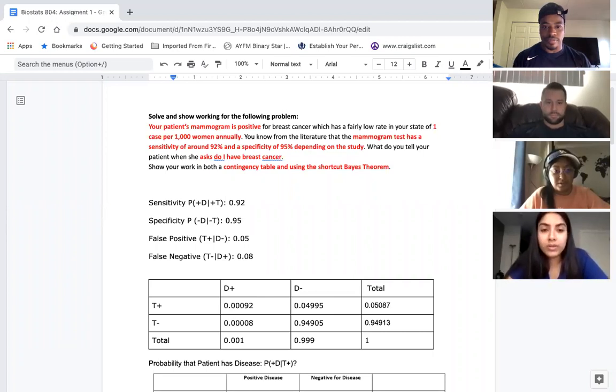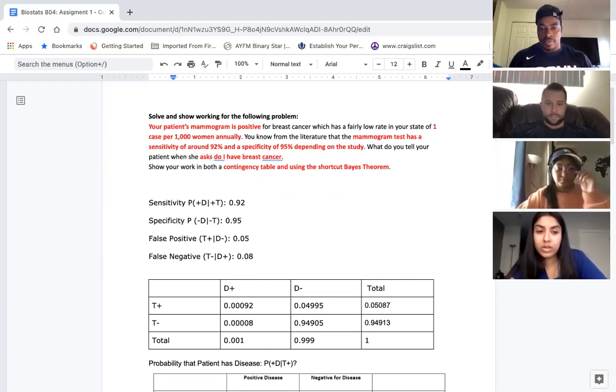Solve and show working for the following problem. Your patient's mammogram is positive for breast cancer, which has a fairly low rate in your state of one case per 1,000 women annually. You know from the literature that the mammogram test has a sensitivity of around 92% and a specificity of 95%, depending on the study. What do you tell your patient when she asks, do I have breast cancer? Show your work in both a contingency table and showing the shortcut based theorem.